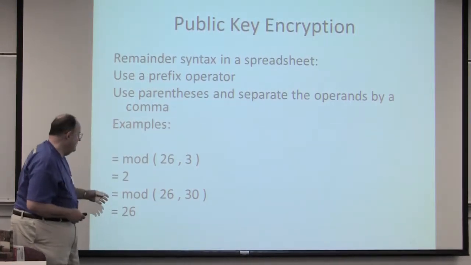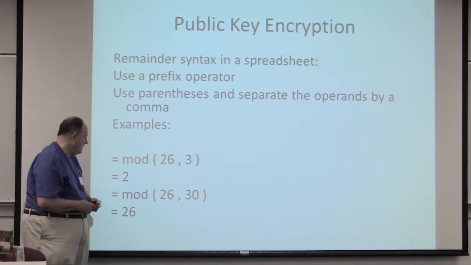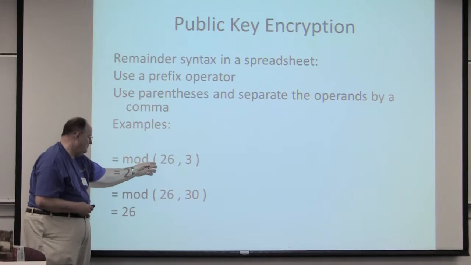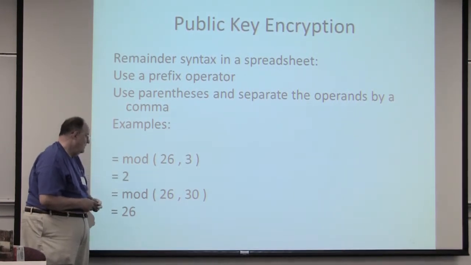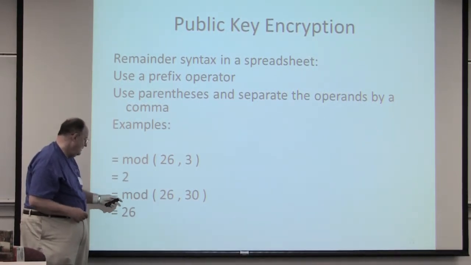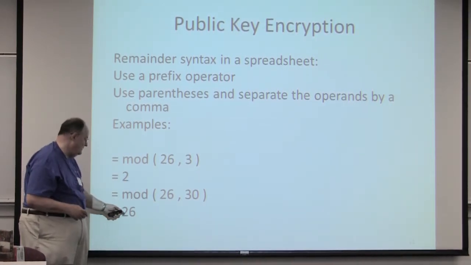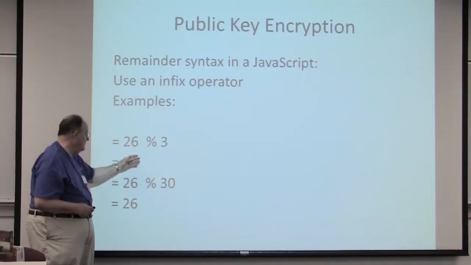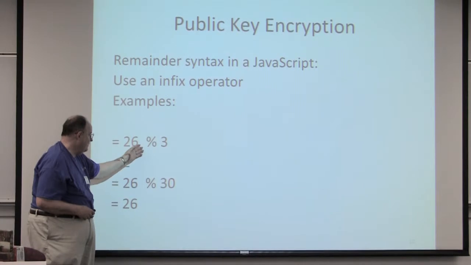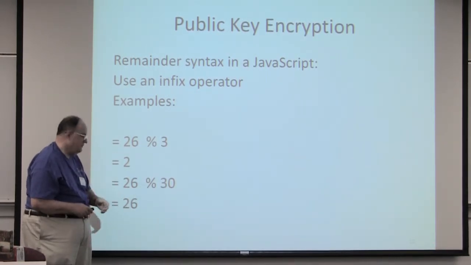Okay, we need to find the remainder. This is done with a prefix operator in a spreadsheet. A prefix operator precedes the two operands, and 3 goes into 26 8 times, remainder 2, the answer is 2. Here, 30 goes into 26 0 times, the remainder is 26. This is an infix operator. This is JavaScript. So with the infix operator, the operands surround the operator. So you get the same result with different syntax.